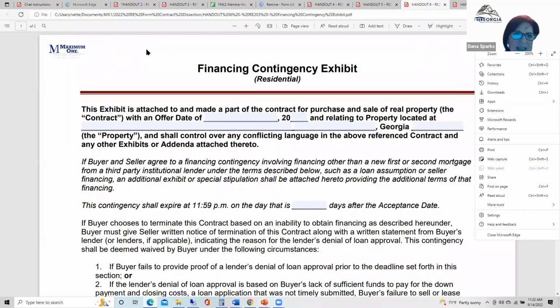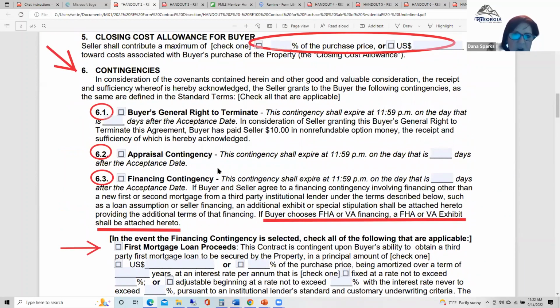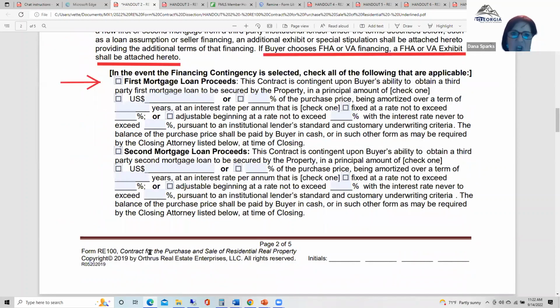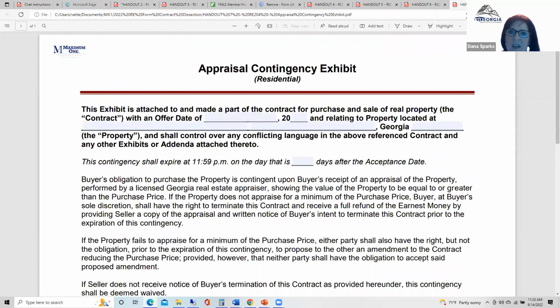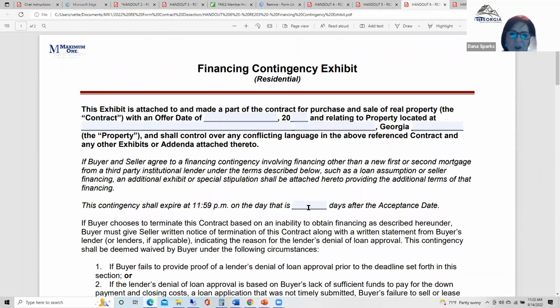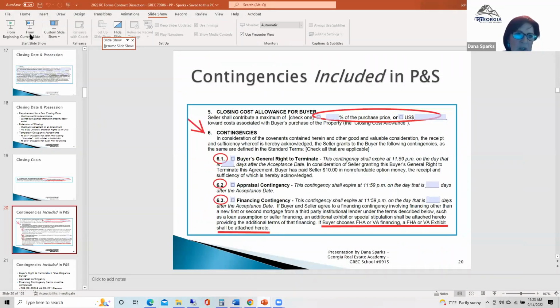As I have repeatedly said, the actual financing and appraisal contingencies are in the actual contract itself. You do not need any additional exhibit other than if the buyer is getting an FHA or VA insured loan. Just for conventional financing and for an appraisal contingency, you do not need any additional exhibit. All the information is contained in a combination of the contract and the standard terms. However, then it gets confusing because the RE forms does have this document, appraisal contingency exhibit and financing contingency exhibit. Why on earth are these in existence? Well, they are in existence for the switcheroo.